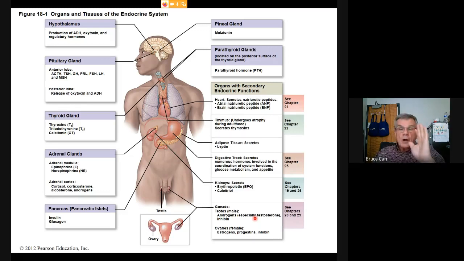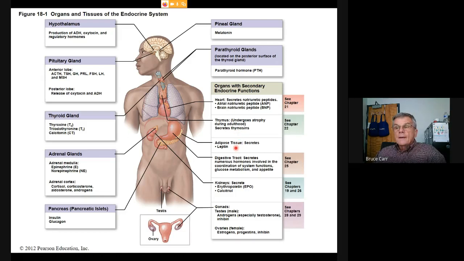The heart is definitely a part of the cardiovascular system. We're going to begin our study next semester, the cardiovascular system. But the heart does release natriuretic peptides, which have hormonal effects. Atrial and brain are the names ANP and BNP, even though they're both produced in the heart. And they will have effects on things like blood volume. The thymus, which is a gland of the immune system, the so-called lymphatic system, releases thymosins, which are endocrine factors.